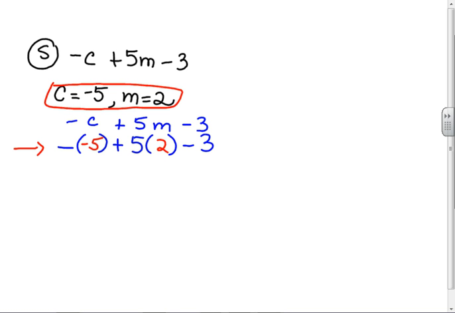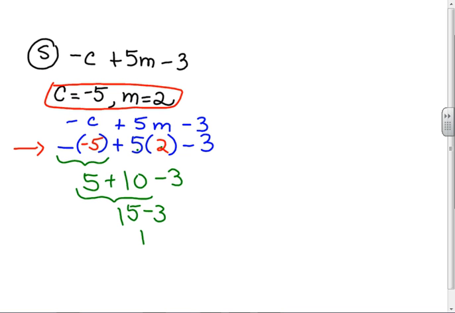What's this going to give me? Corey, do you know? What are these two negatives going to do to each other? Oh, sorry, not that. How about you? 2 negatives make a? Yeah, so this is 5. What's 5 times 2? 10. Take away 3, and adding from left to right. I'm going to show the step, but you can add the whole thing together. I'm okay with that. It's 5 and 10, 15, take away 3 is 12.